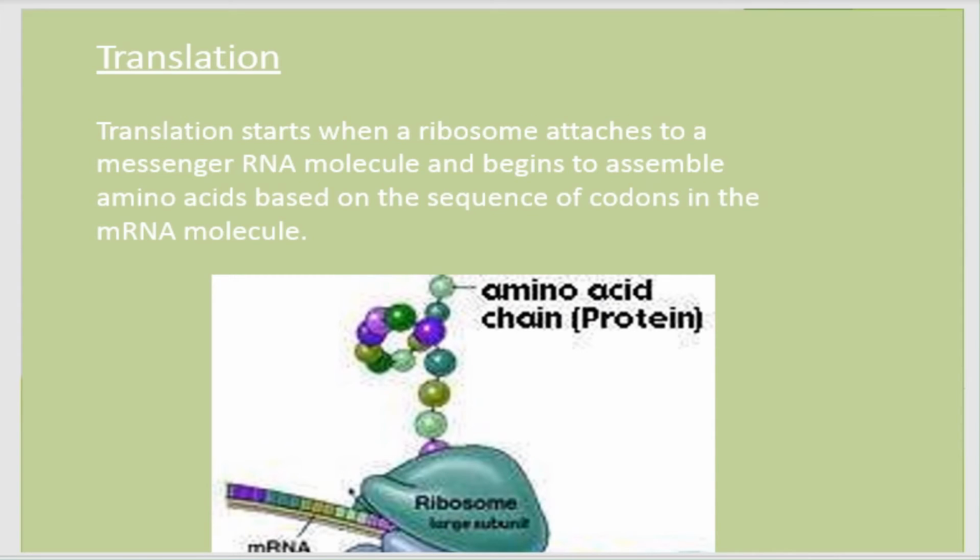Translation starts when a ribosome attaches to a messenger RNA molecule and begins to assemble amino acids based on the sequence of codons in the messenger RNA molecule. So this amino acid chain, or the type of amino acid chain that will be produced, will be based on the codes that are found on the messenger RNA.